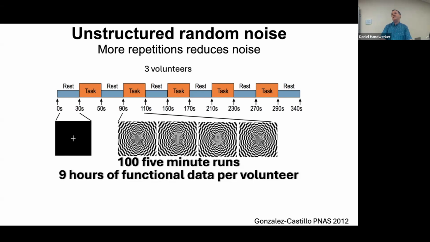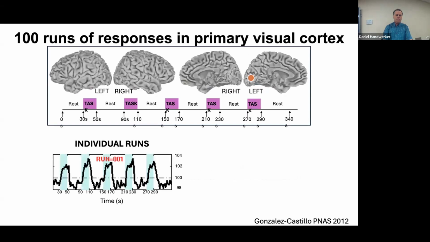And this gets to the question of what does our data look like if we average enough? This is primary visual cortex, where we expect to see the biggest response to a flashing checkerboard. If you look at an individual run, that's what the signal looks like. You can look at any given run and you see a pretty good response. If you look across all 100 runs, you can see they're different. That's our temporal noise and our contrast to noise. But in any given run, you're going to say, yeah, they're responding to the task.